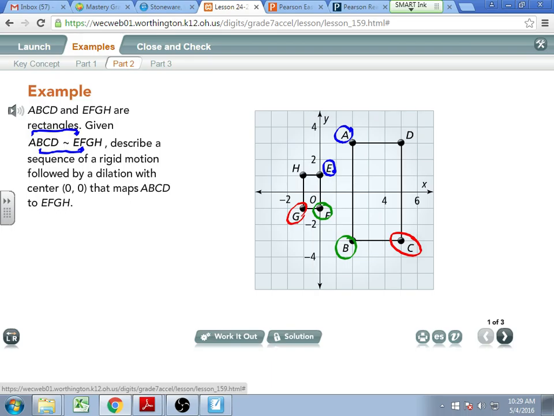I want to see if one of you can tell me everything without making a mistake. Tell me every motion we have to make and then our dilation factor.